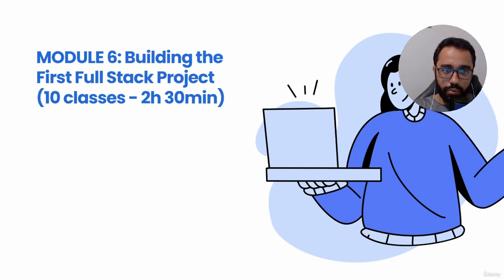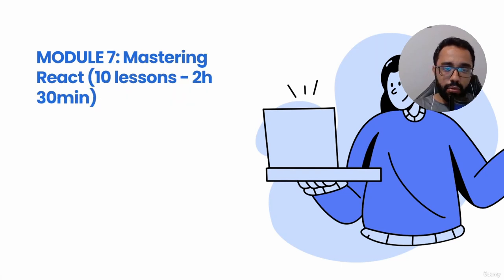Module 6, we're going to be building the first full stack project, and we're going to build a project now with the front end using JavaScript and the back end using Node.js. In module 7, we are going to learn React. That is a library of JavaScript that is used in the front end, probably 2.5 hours also, and you're going to learn how to use this library to create your own projects.